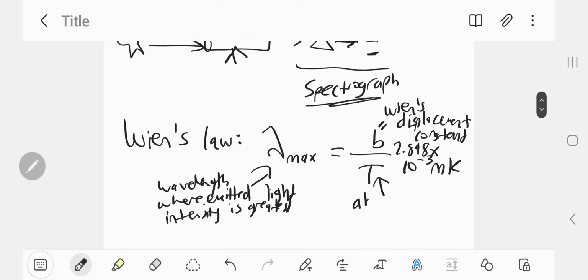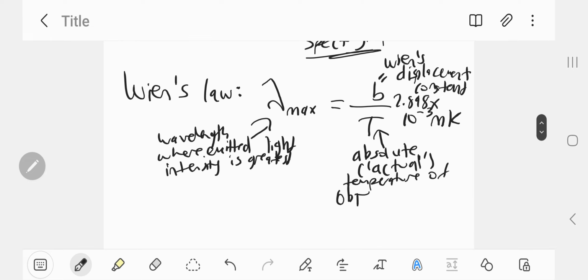And capital T is the absolute temperature. Absolute can be thought of as the actual temperature of the object surface, in this case a star, measured in Kelvin. The Kelvin is the SI unit for temperature in physics.